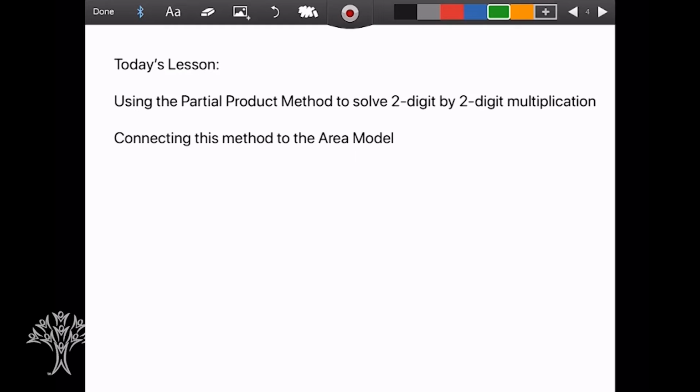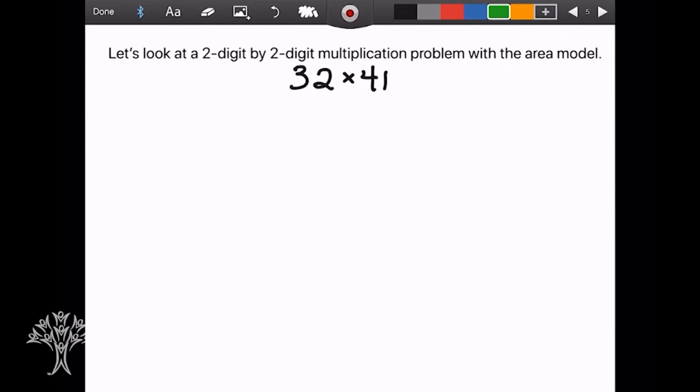Let's get into the lesson though for today. So we're going to be using the partial product method to solve 2-digit by 2-digit multiplication. We're going to review the area model as well and show the connection between the two. So let's get started with our first problem.